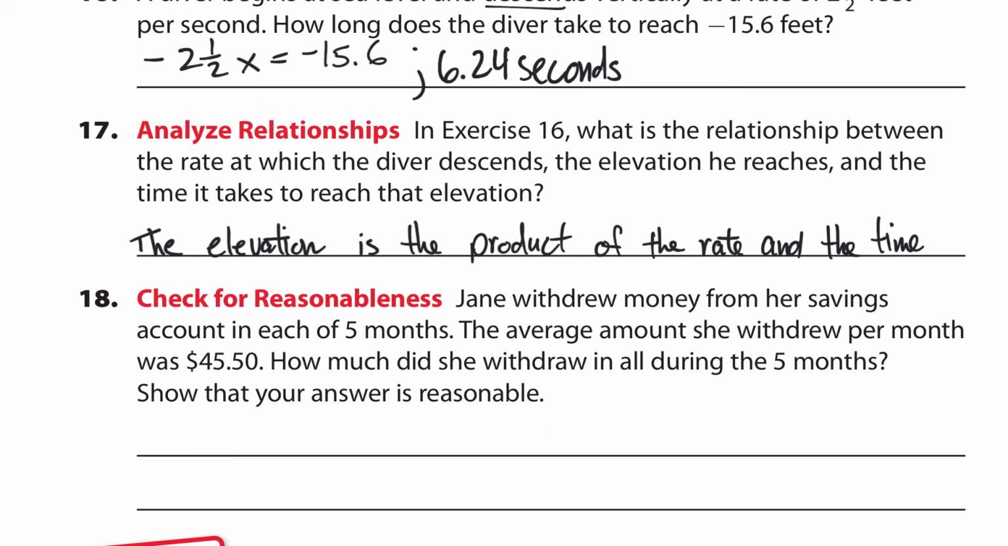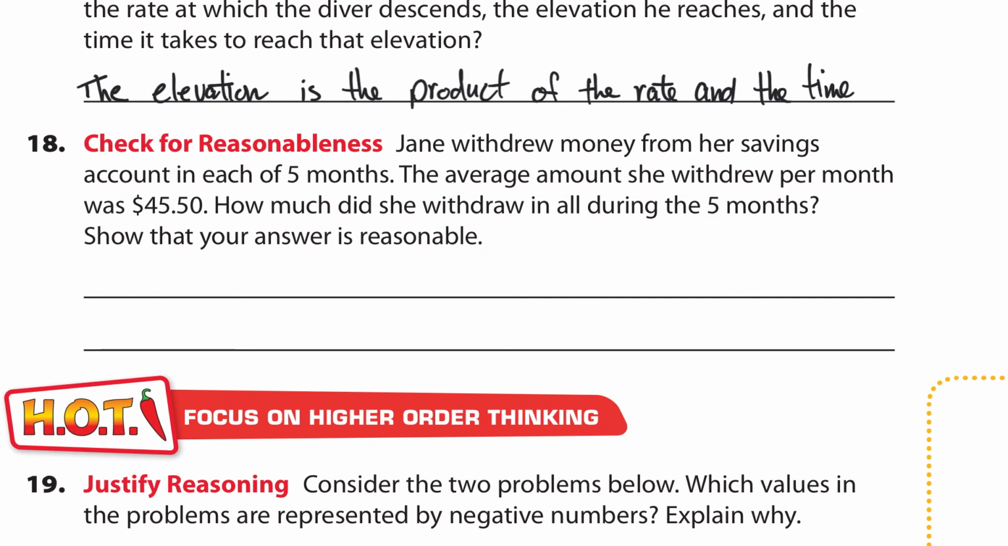See, the elevation, which is this, is a product of the rate, which is 2.5 feet per second, and the time. So that product makes the elevation. Okay. We have number 18.